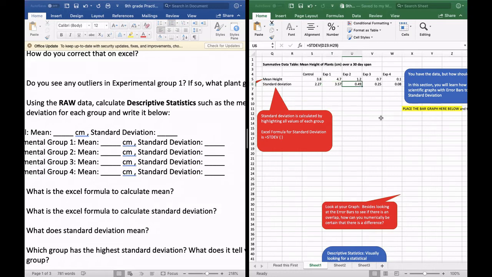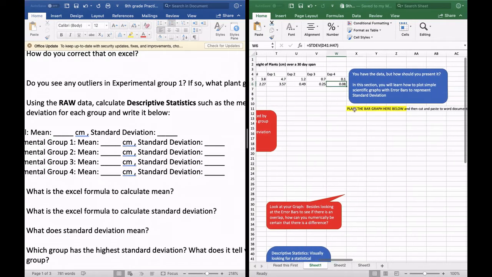For experimental group 2, you have a lower standard deviation, even lower for experimental group 3, and very low variability for experimental group 4. So these are aspects of your descriptive statistics that you can talk about in your results.